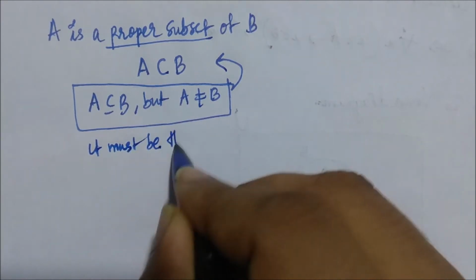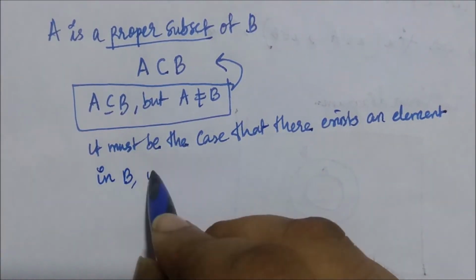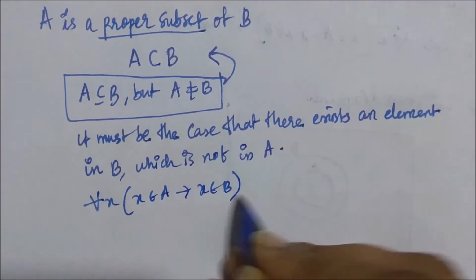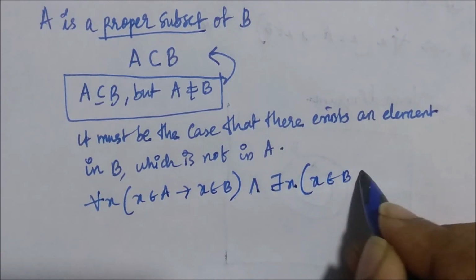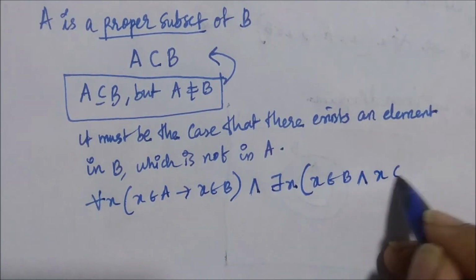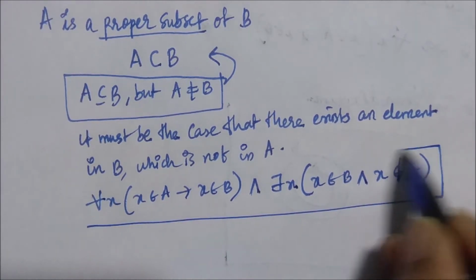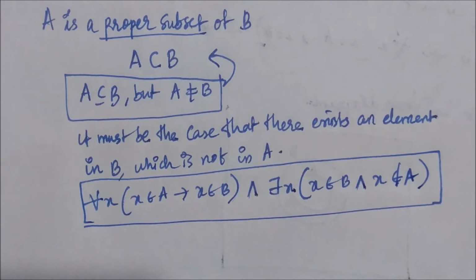So it must be the case that there exists an element in B which is not in A. Then we call A a proper subset of B. In other words, using quantification, we can write it as for all x, x belongs to A implies x belongs to B, and there exists x such that x belongs to B and x does not belong to A. That should be true. Then only we can say that A is a proper subset of B.